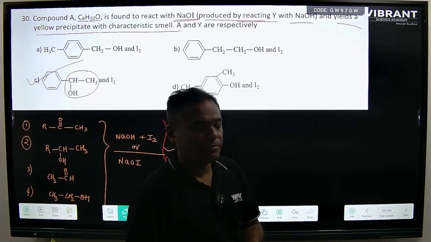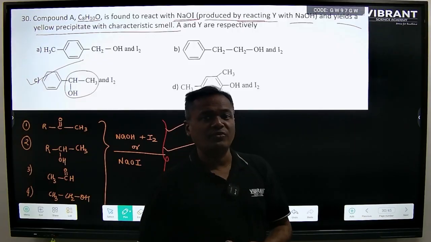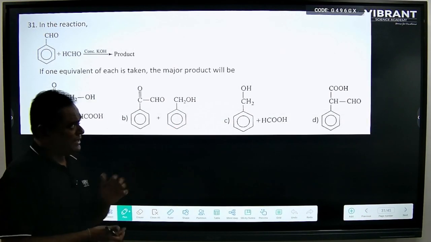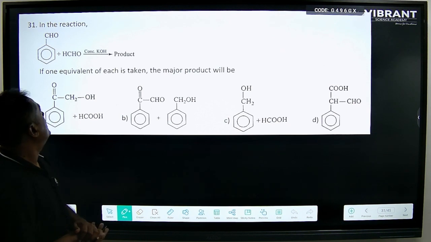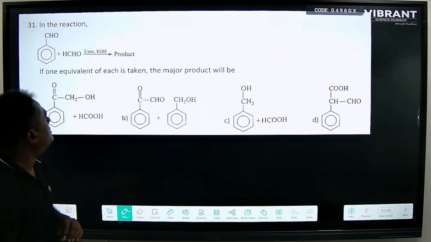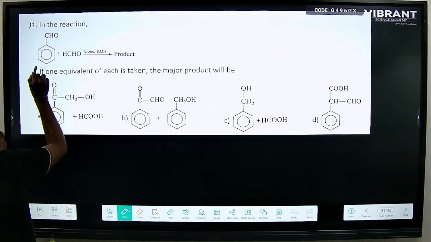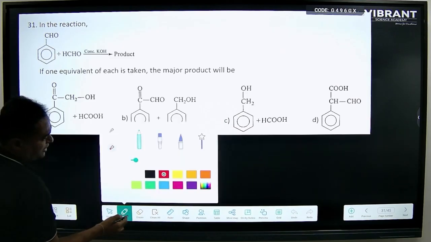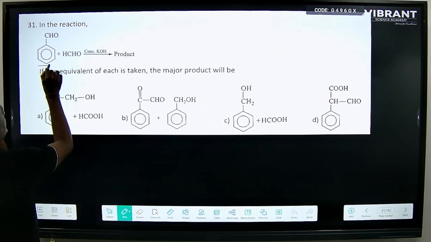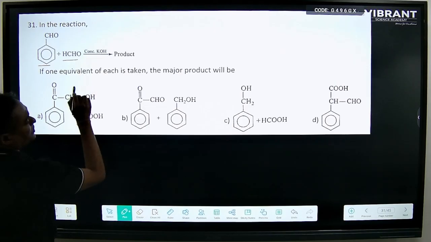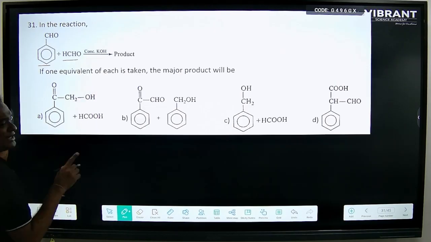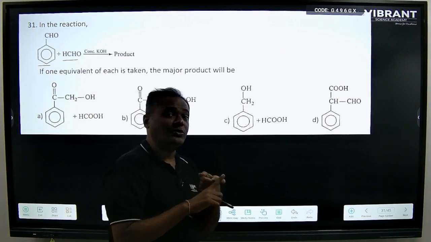Fine. Let us proceed with the next question what we have. So, let us begin with this question what you have got on the screen. Now, in this reaction they have given one benzaldehyde, which you can see very clearly, and another one is formaldehyde, and it is treated with concentrated KOH. That means it's nothing but a reaction where your aldehyde and ketones are there with base.